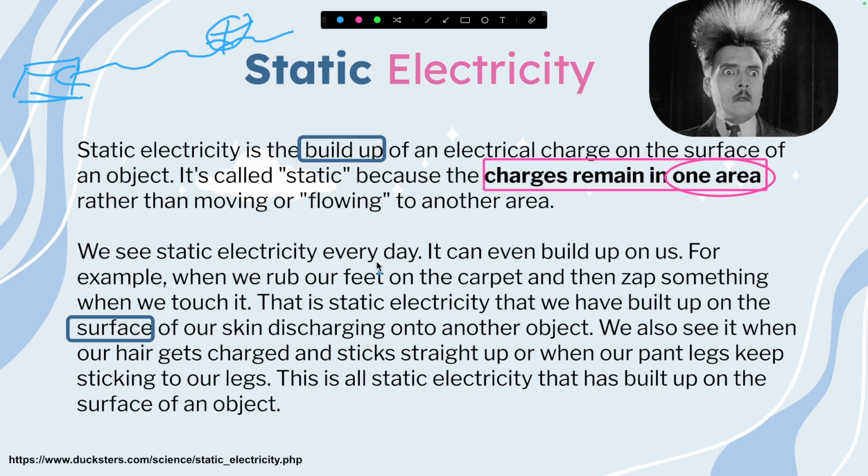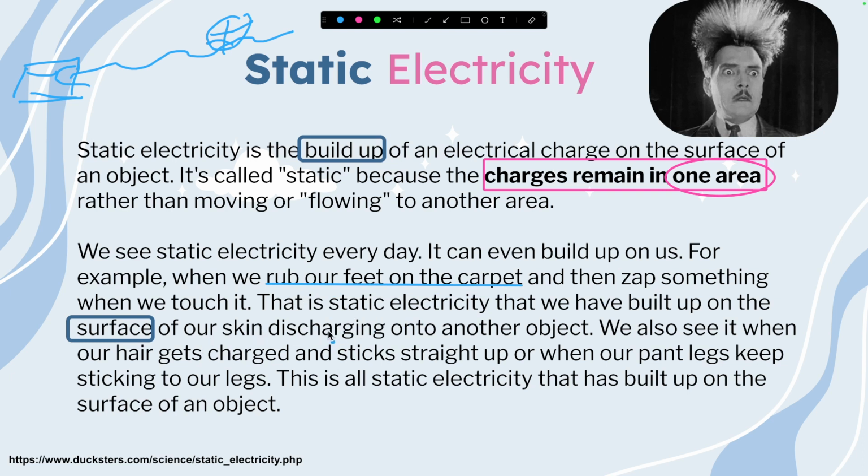We see static electricity every day. It can even build up on us. For example, when we rub our feet on the carpet, I don't know if you've ever done that, you can zap something when you touch it. That's static electricity that we build up on the surface of our skin, discharging onto another object.